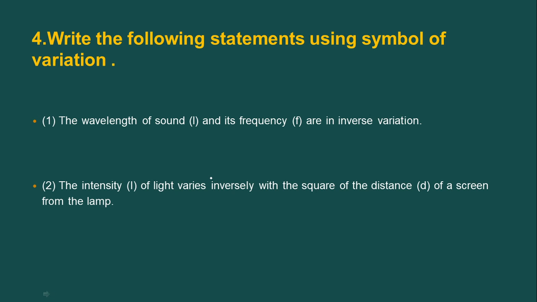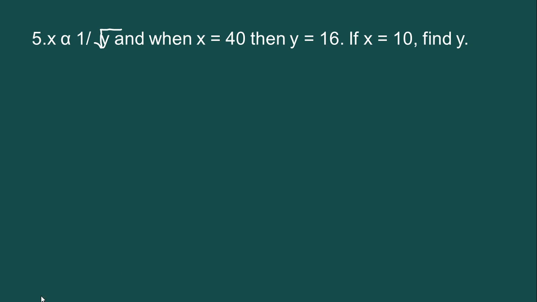Then the next question we have is, write the following statements using the symbol of variation. Very simple. The wavelength of sound L and its frequency are in inverse proportion. Inverse means you have to take the reciprocal of the second quantity. Then the intensity I of light waves varies inversely with the square of the distance of a screen from the lamp. Square of a distance they said. So you will take d square. Okay. So this was the fourth question.